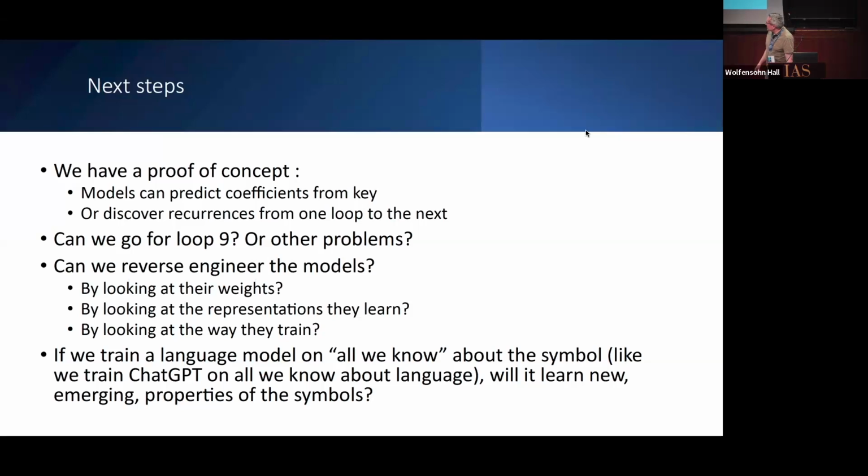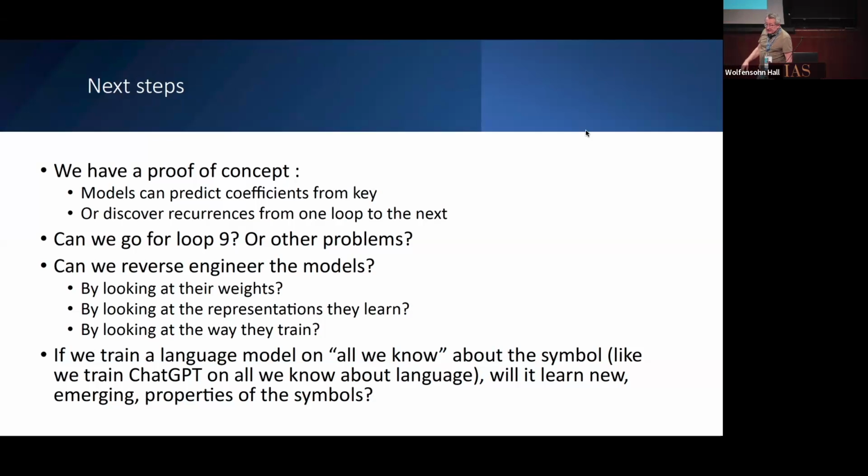So the next idea is, could we go to loop 9? Could we go to other problems, or could we scale up? And this is something we want to try. Another question is, could we reverse engineer the model to try to discover the relations they're learning? I'm showing 3 directions in increasing chance of success. Looking at the weights, in my opinion, is totally hopeless. The models are very small, but the weights are lots of calculations, some linear, some non-linear, it's trained, everything is stochastic. It's very hard to predict correctly.